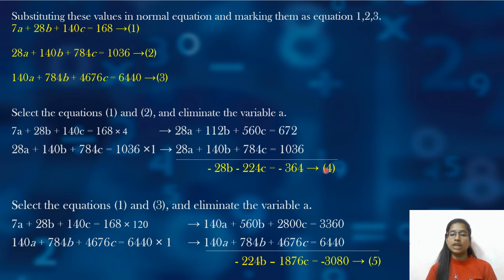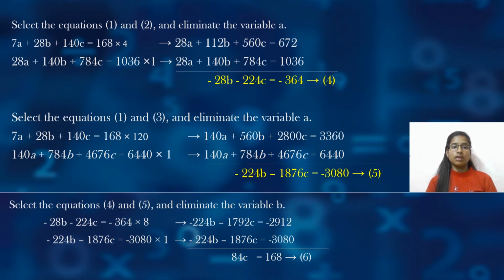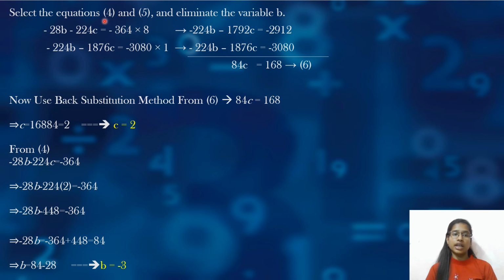Now we have to select equation number 4 and equation number 5, so that we can eliminate the variable b. So as I told, we have selected equation number 4 and 5, and we'll multiply equation number 4 with 8, so that we can eliminate the variable b, and we are left with 84c is equals to 168. This becomes our equation number 6. And now we have to solve equation number 6, so that we'll get the value of c. So 84c is equals to 168. Then c is equals to 168 by 84. So we got the c value as 2.